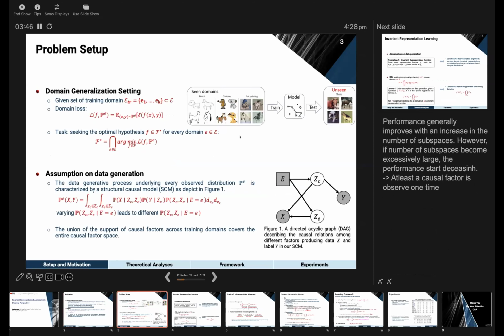And here is our assumption on the data generation process. It is depicted in Figure 1 here. In our setting, we assume that the label information only depends on the causal factor, but the observation can vary due to the environment factor. For example, for the case of the autonomous car, maybe the shape of the vehicle on the road is the invariant factor, but the background or the weather condition can be considered as the environment variable.